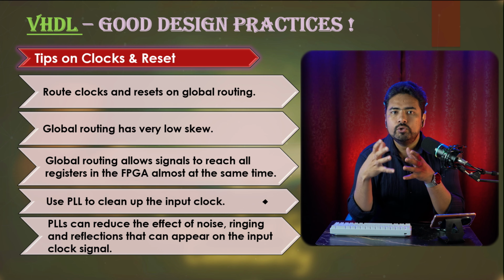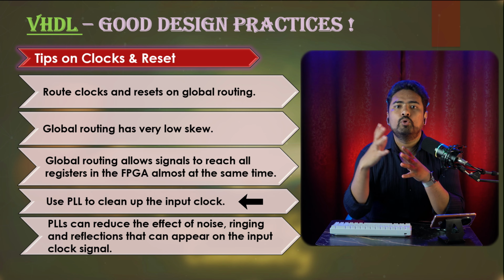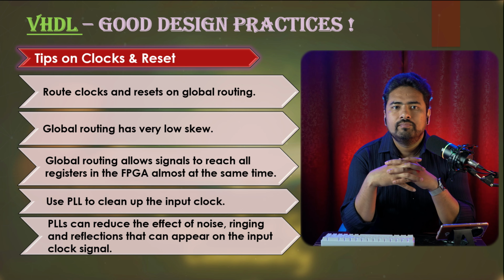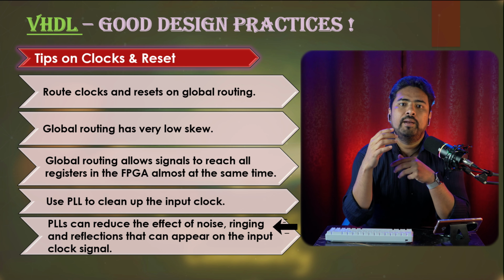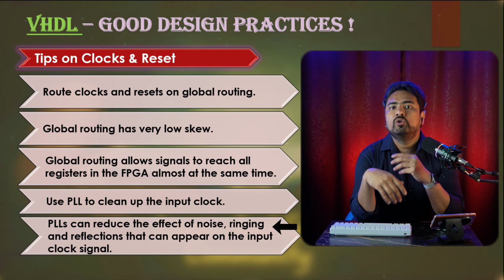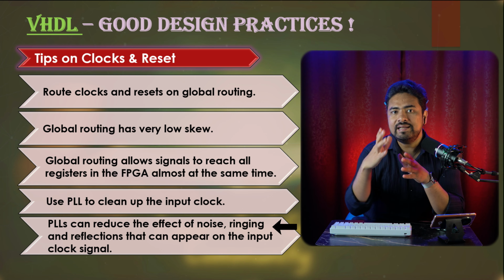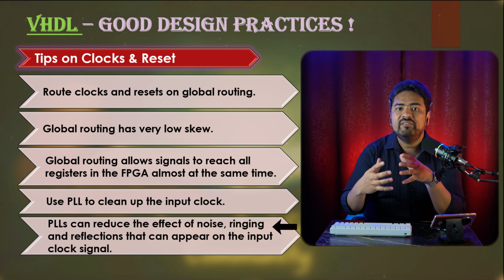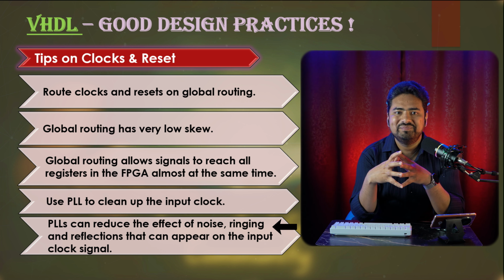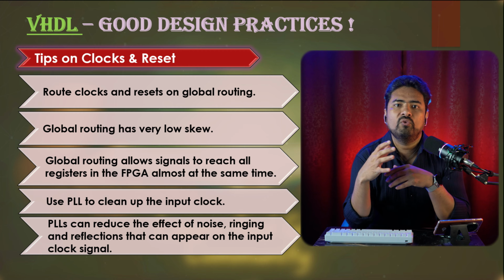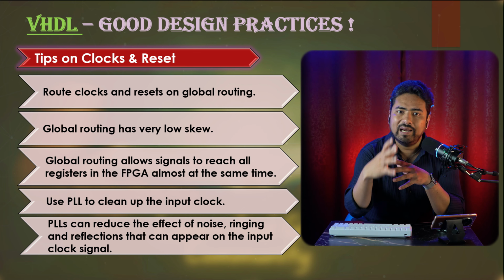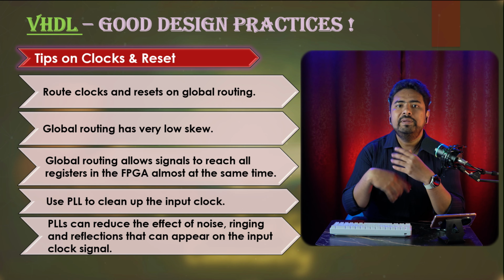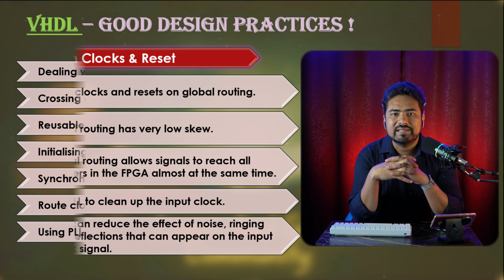Next, always use a PLL to clean up the input clock signal, even if you are not changing your input clock frequency. Because in real hardware, there are many types of noise. And because of these noises, sometimes a single rising edge of the clock appears like two rising edges. And this can give unreliable results in some scenarios. So a PLL, or phase locked loop, can help you eliminate these types of problems caused by noise, because PLLs have low pass characteristics.